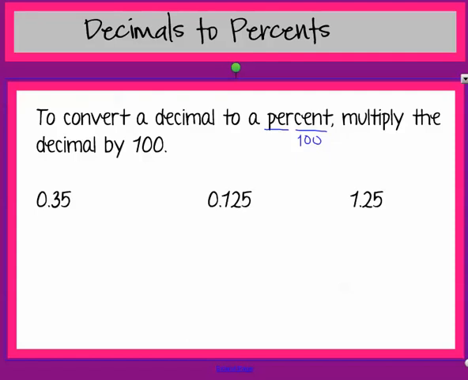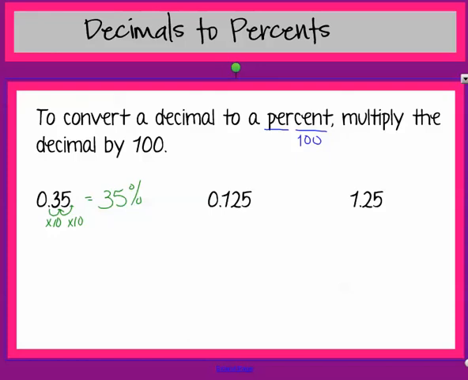So we'll just do a little multiplication. Now when we multiply by 100, it's really easy because every time we multiply by 10, we shift one decimal place to the right. So there's times 10. We'll shift it twice, times another 10. That's times 100. So that means this decimal is represented by the percent, 35%.